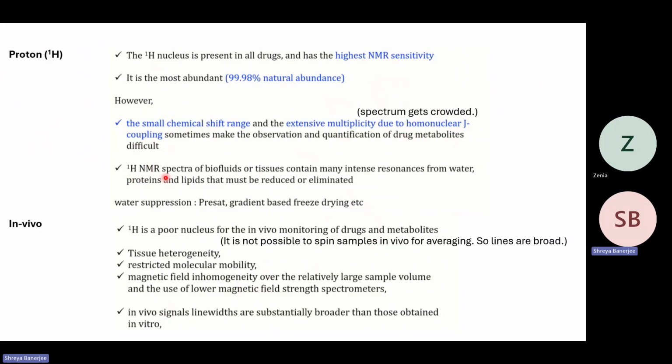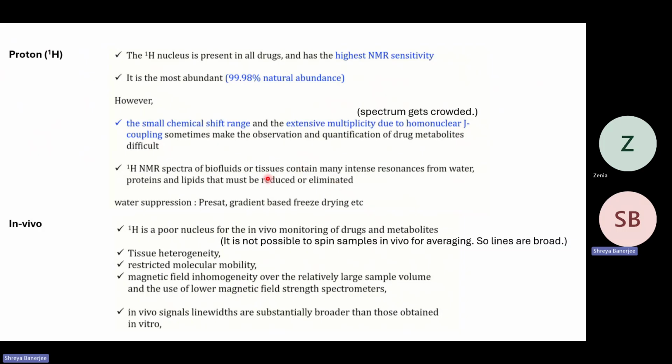Another problem is that 1H spectra of biofluids or tissue contain many intense resonances from water. We know a lot of our body is water, so all these biofluids will have peaks from water also. For that, water suppression methods need to be used, like pre-saturation, gradient-based methods, freeze drying, etc. But there are also additional 1H peaks from proteins and lipids. Basically, 1H is a very common nucleus. It is occurring in a lot of the naturally occurring molecules in our body as well. And that needs to be reduced or eliminated so we can focus on the drug metabolism that we want to study.